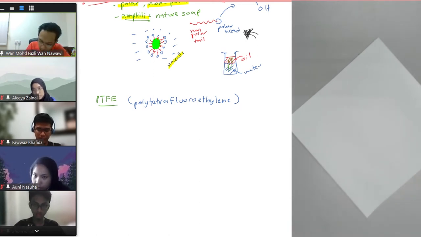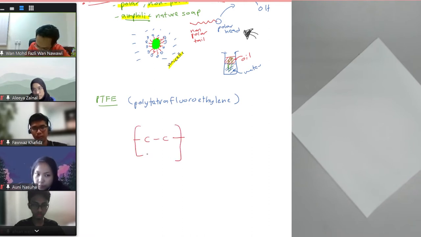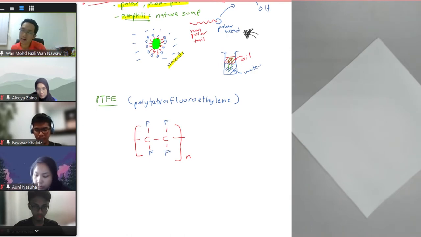So the chemical structure for this is like this. You have C, and then you have this thing. Remember this thing, you have N. And then now, instead of having H, normally a hydrocarbon, you have carbon and hydrogen. But here you have fluorine. Okay, so that is basically the chemical makeup for this. So you have the long chain of this carbon chain, but instead of hydrogen, you have fluorine only.